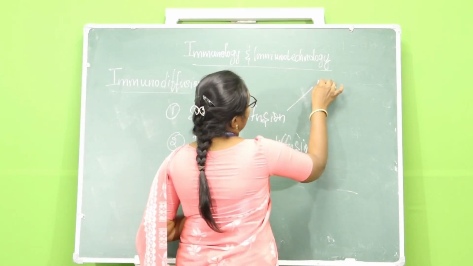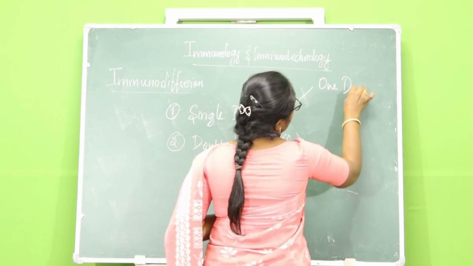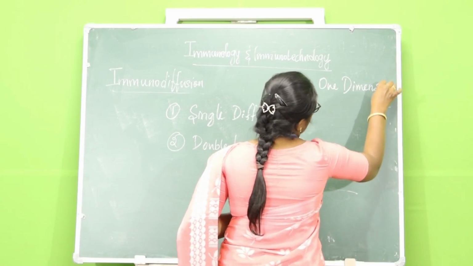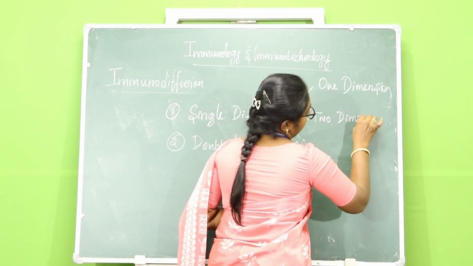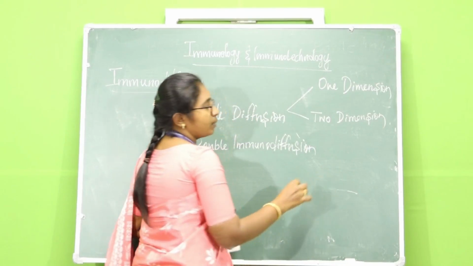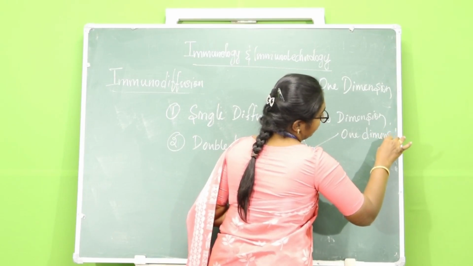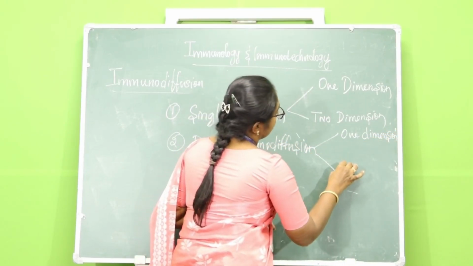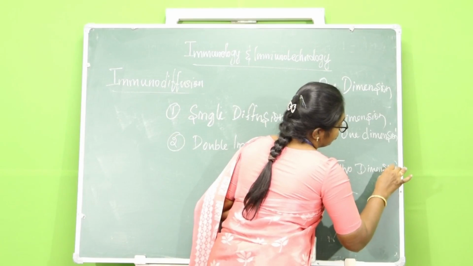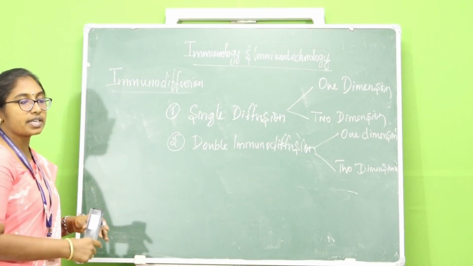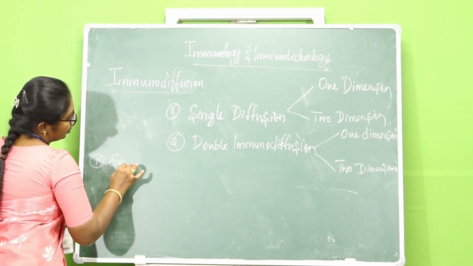In single diffusion, there is single diffusion in one dimension. Another method is single diffusion in two dimensions. In the same way, double diffusion takes place in one dimension, one direction, and double diffusion in two dimensions. So both single immunodiffusion and double immunodiffusion take place in one dimension and also in two dimensions. Let's see single diffusion in one direction.